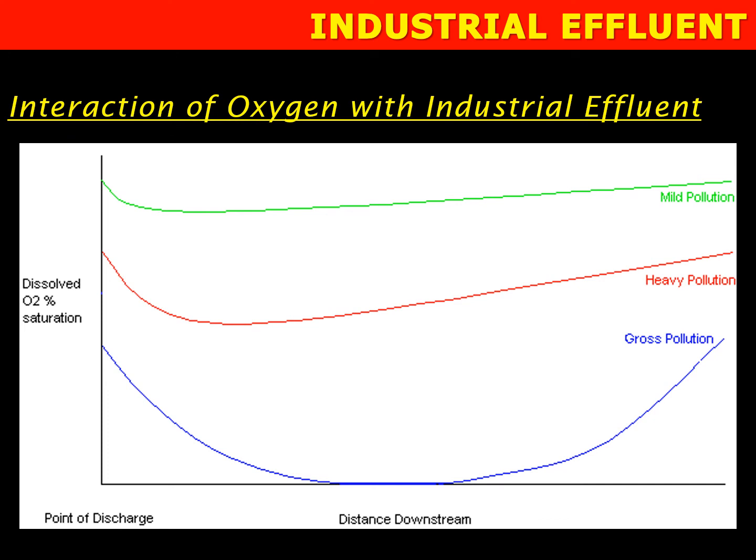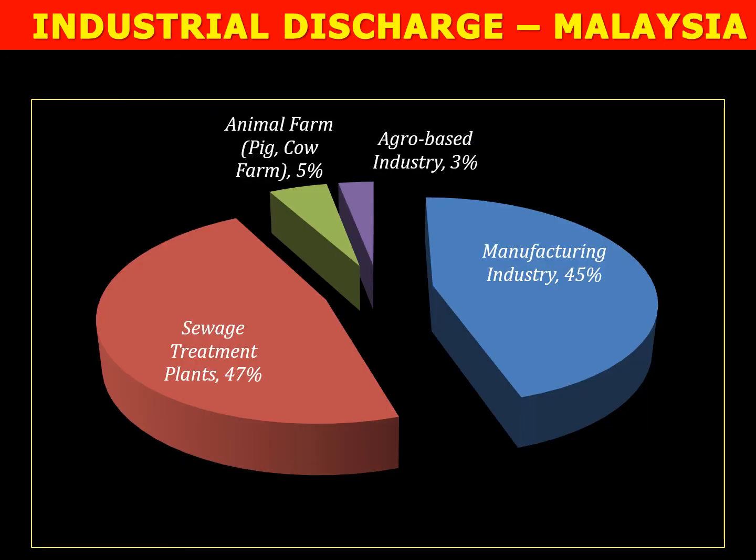This figure shows the effect of the pollution concentration, gross, heavy, and mild pollution, on the oxygen level and the distance from the source. This pie chart shows the types of industrial discharge in Malaysia. The majority is from sewage treatment and the manufacturing industry.